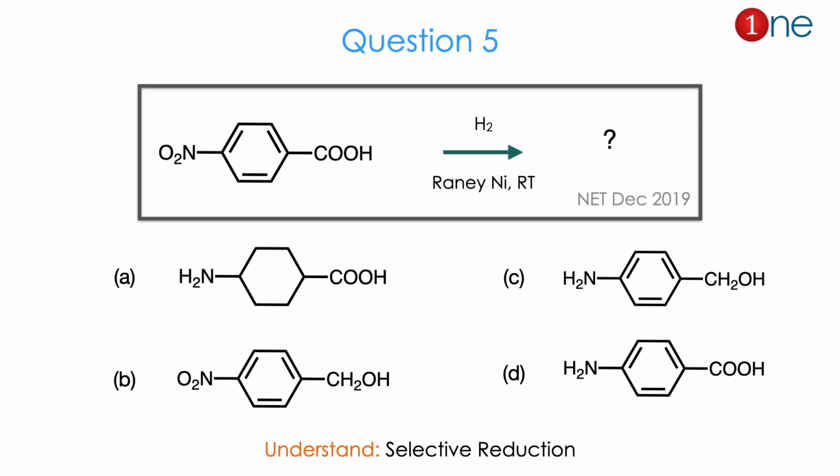Then question number 5. The starting material is benzene attached with NO2 and COOH at the para position. Here you are using hydrogen and Raney nickel at room temperature. They ask you to find the product. The products are mostly about the reduction: whether the reduction happened to NO2 or COOH or the benzene ring. NO2 becomes NH2 or not, COOH becomes CH2OH or not, or benzene becomes cyclohexane or not. So from the reactant to product you might think of selective reduction occurring in the reaction. The answer is D. Let us see how.